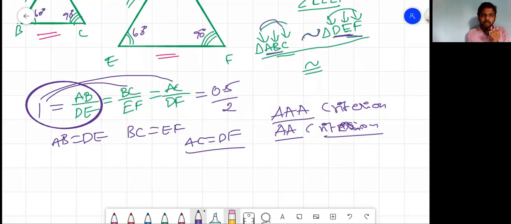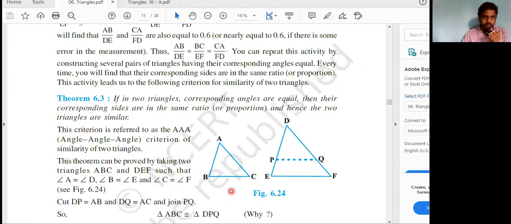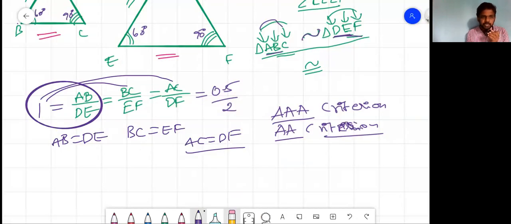So we can say that all the congruent triangles are similar, but not all the similar triangles are congruent. So it means that the congruent triangles are the subset of similar triangles. Right, and we have a few more criteria.